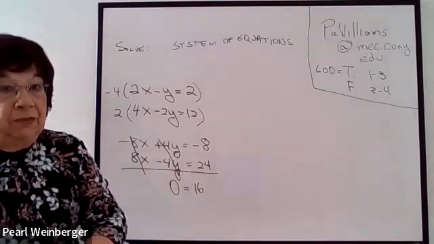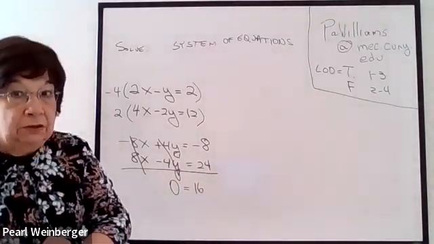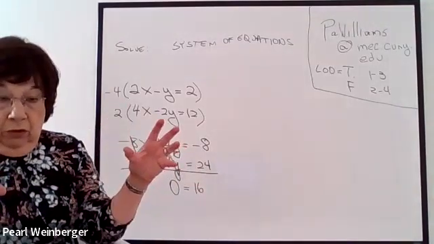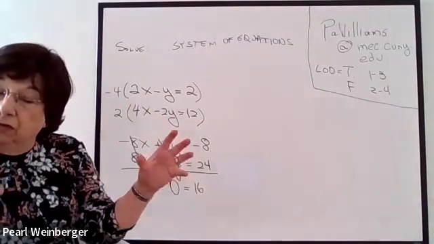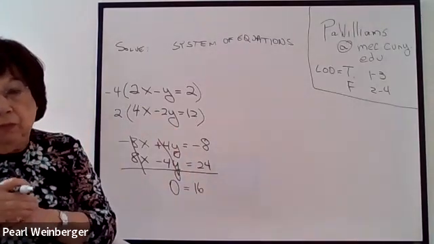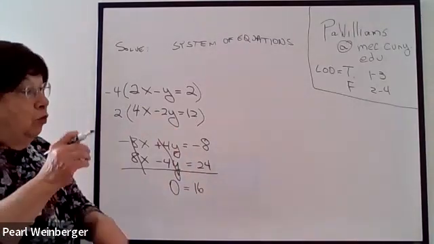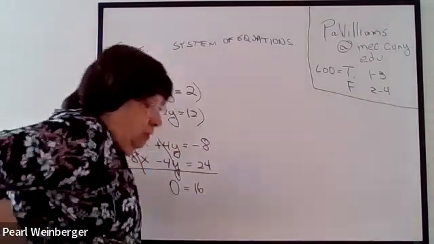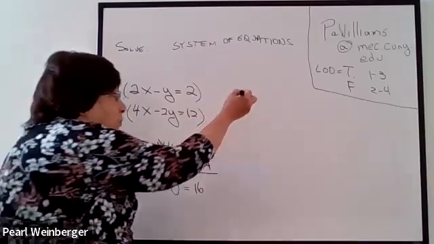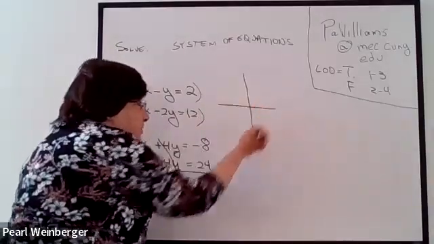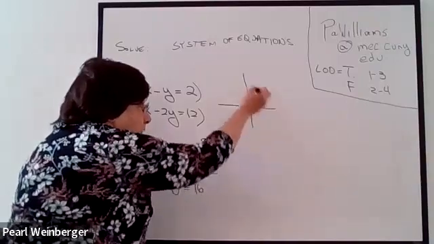And this is something that rarely happens, but does occasionally. When you add to get rid of one of your variables, the other variable also drops out. Now, you may recall, we talked about this on Friday, when you have a system of equations, there were 3 different scenarios that could happen.